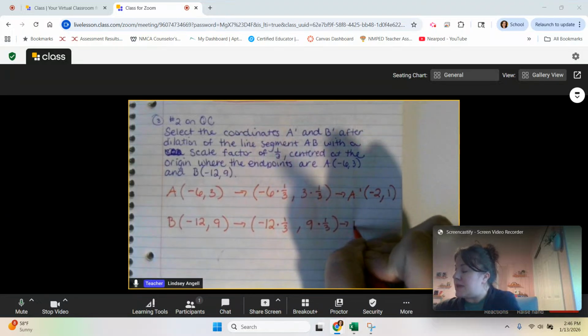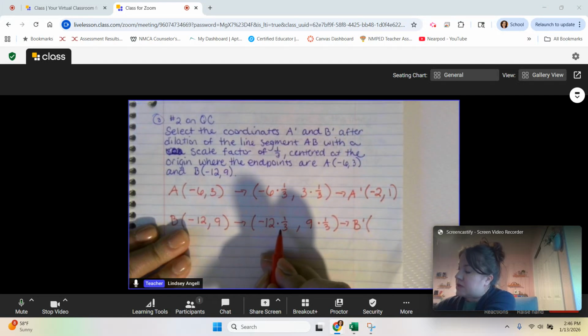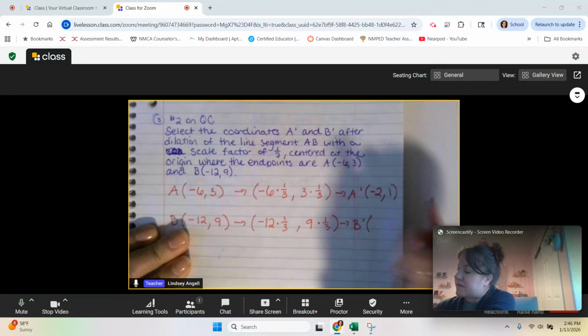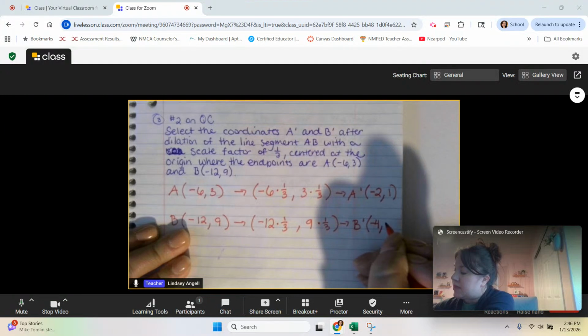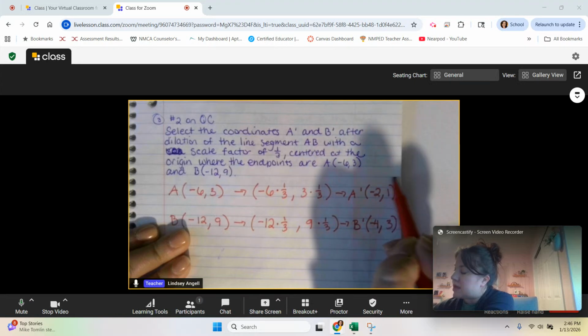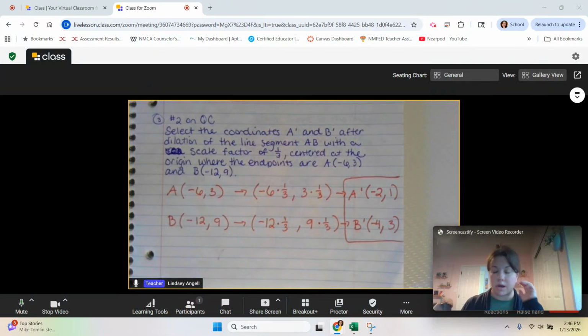And then for B prime, -12 times 1/3, or -12 divided by 3, gives us -4. And then 9 times 1/3 is 3. So this right here would be your final answer that you're going to look for in the multiple choice answers.